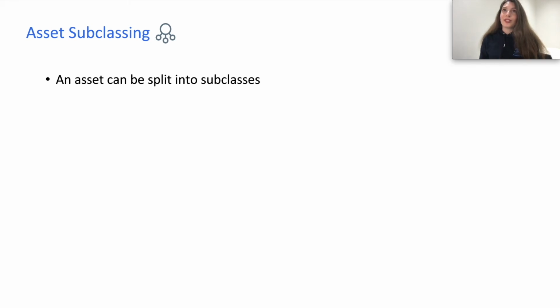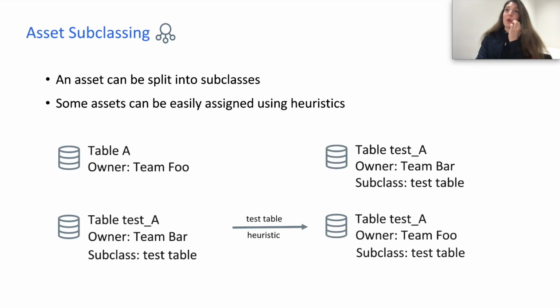The first challenge that I want to talk about is the one of asset subclassing. We don't treat all assets of the same asset class in the same way. So one example might be Hive tables. Even though all Hive tables belong to the same asset class of Hive tables, we specify and define different subclasses so that we can apply different heuristics and different ML models based on the subclass the asset belongs to. One example of this is test tables.